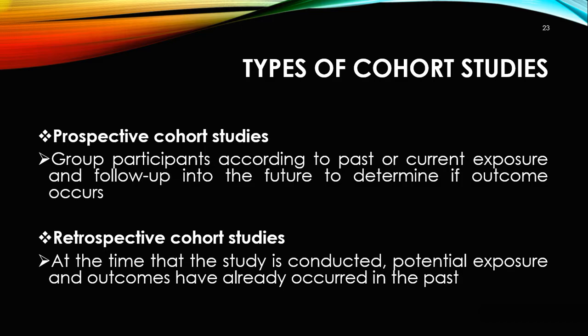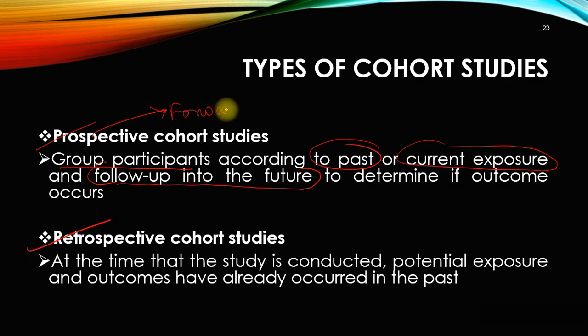Okay. So the types of cohort studies are prospective and retrospective. So what is a prospective cohort study? Group participants according to the past and current exposure and follow up into the future. So this is important. What is the meaning of prospective? It is forward looking. Here in this study design, the follow up is done into the future to determine if the outcome occurs.